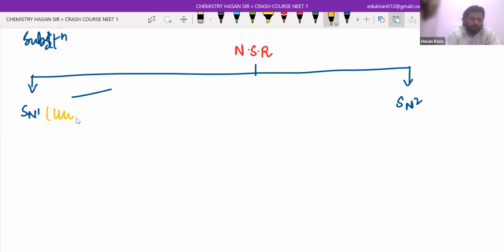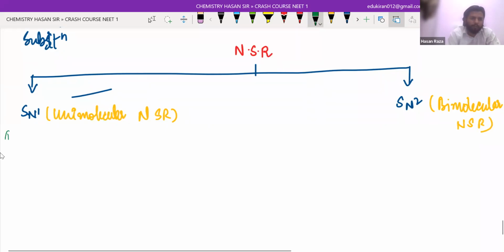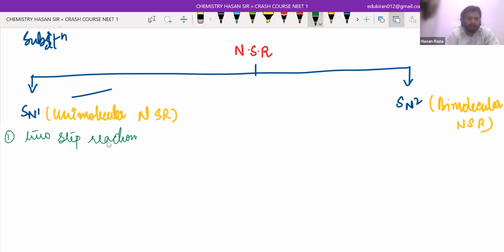So this has a name, unimolecular nucleophilic substitution reaction, and this is your bimolecular nucleophilic substitution reaction. First of all, you are going to write a point about this. SN1 occurs in a two-step reaction. Okay. The next point, very important.